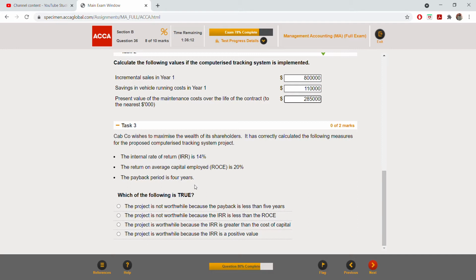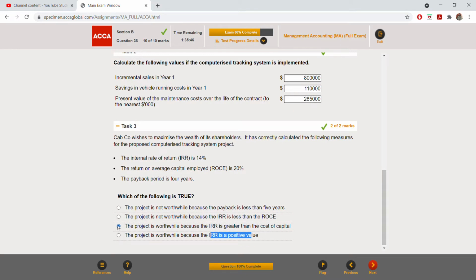The project is not worthwhile because the payback is less than 5 years. Is it? You cannot say whether worthwhile or not. Look at the payback, so it's not correct. Project is not worthwhile because IRR is less than ROCE. Nope. The project is worthwhile because IRR is greater than the cost of capital. The project is worthwhile because IRR is a positive value. See, IRR being a positive value has nothing to do with the project being worthwhile or not.